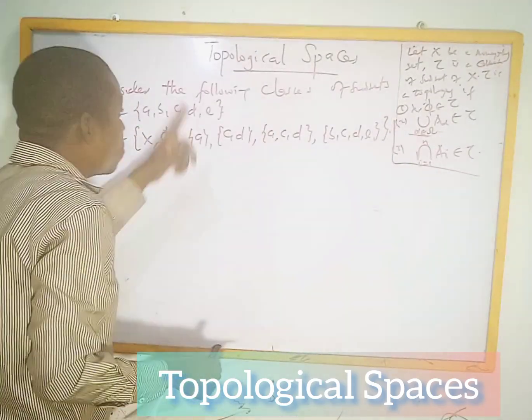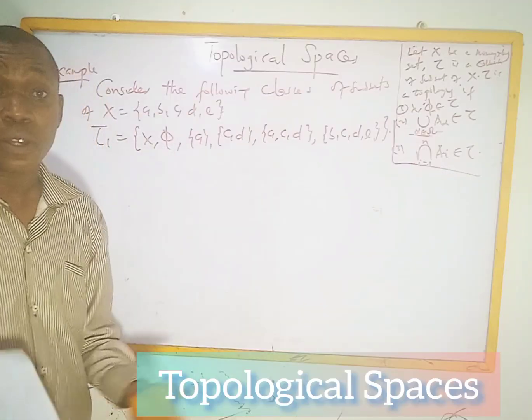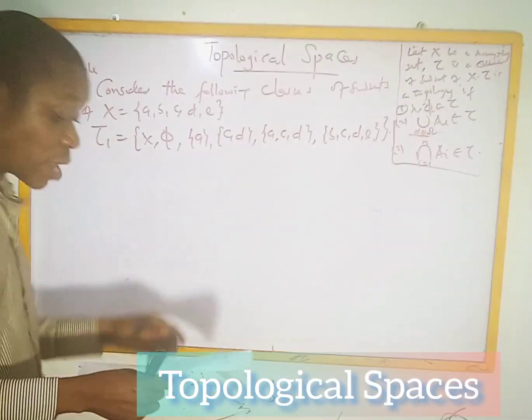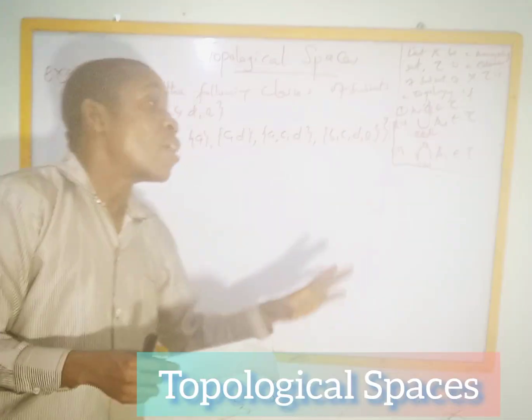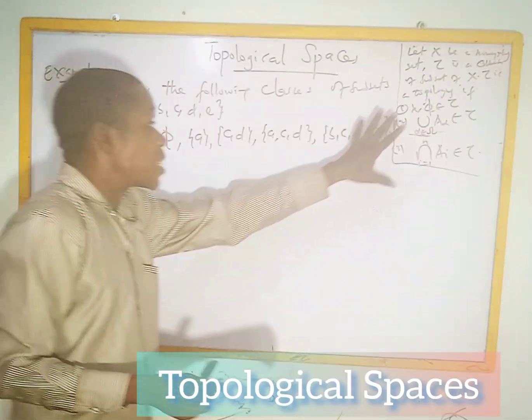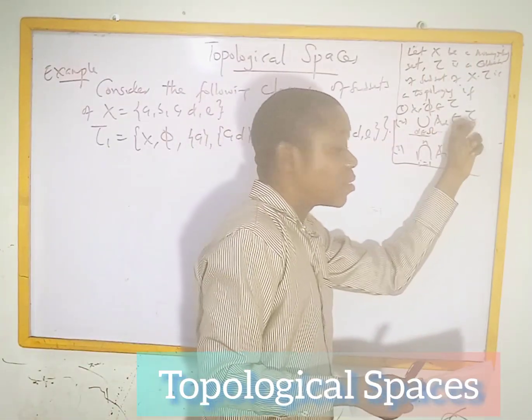Now, our question is this: will this one form a topology or not? That is the question we have to check, whether it is going to be a topology or not. For it to be a topology, it must satisfy these three conditions.